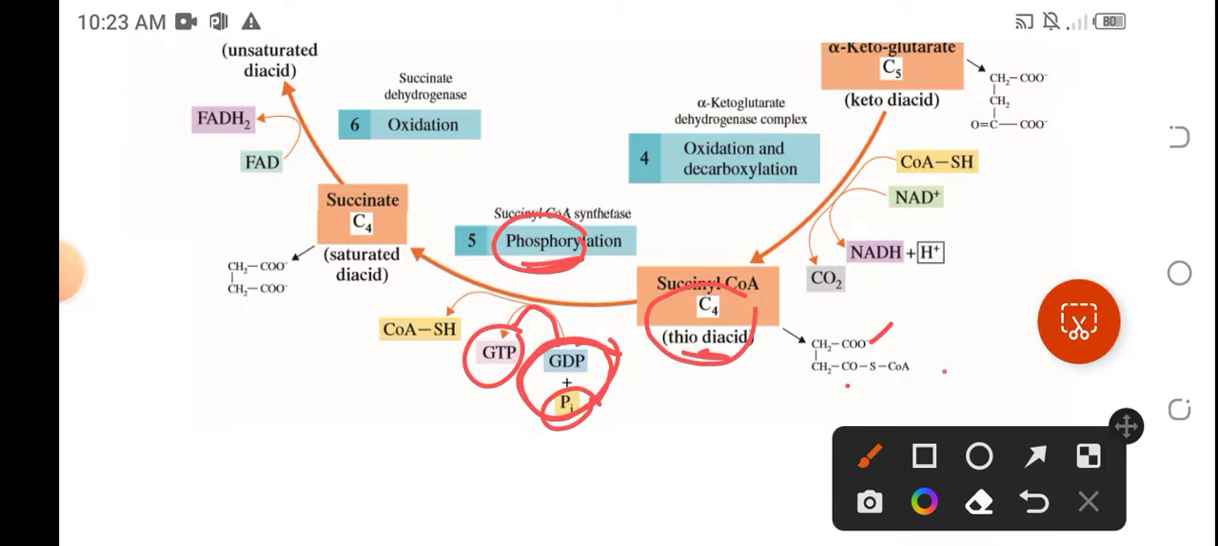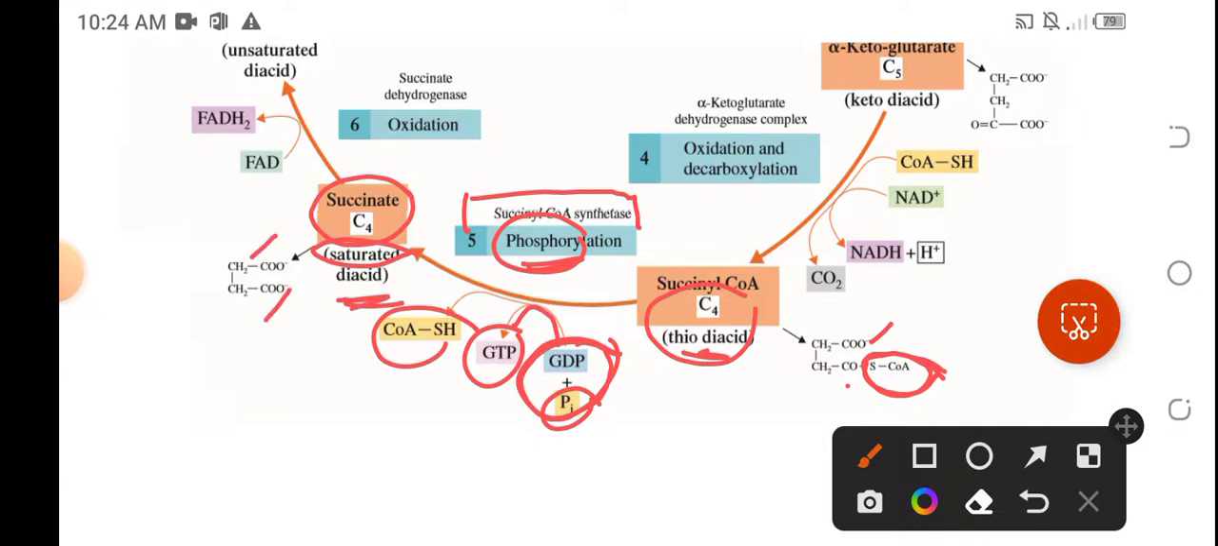Ang mangyayari is the coenzyme A here will then be removed dahil sa tulong din ng phosphorylation, and the enzyme that will be used here is the succinyl-CoA synthetase. Okay, so the CoA from the succinyl-CoA will be removed so that it will then become a succinate, which is a saturated diacid. Okay, pag sinabing saturated, of course, lahat yan ay single bond and a diacid because of the carboxyl group there. Saturated because of the carbon to carbon single bond, not carbon to oxygen double bond.